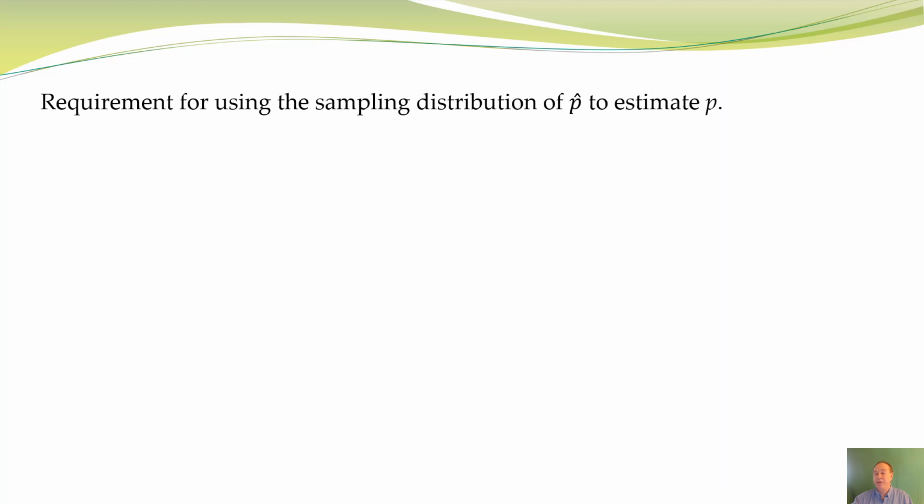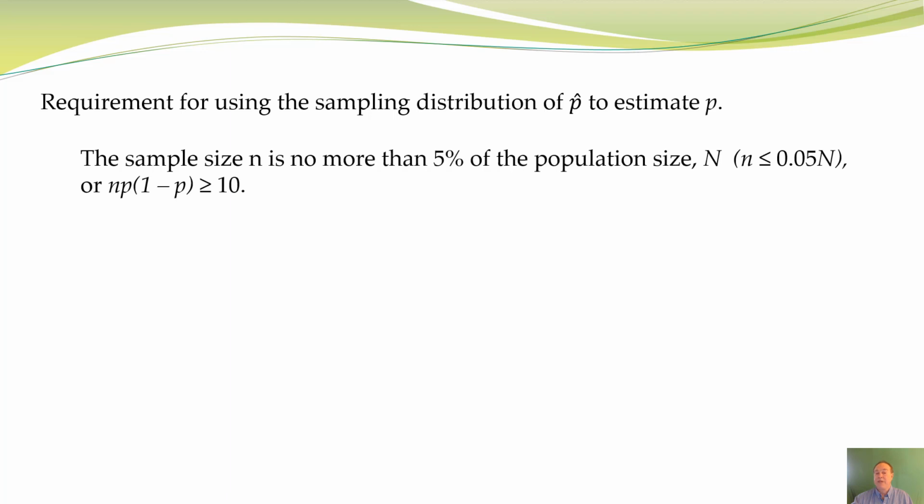Requirement for using the sampling distribution of P hat to estimate P. The sample size n is no more than 5% of the population size, capital N. So that means n is less than or equal to 0.05 times the population size. Or we can use n times P times 1 minus P if that quantity is greater than or equal to 10. So one or both of these have to be true.